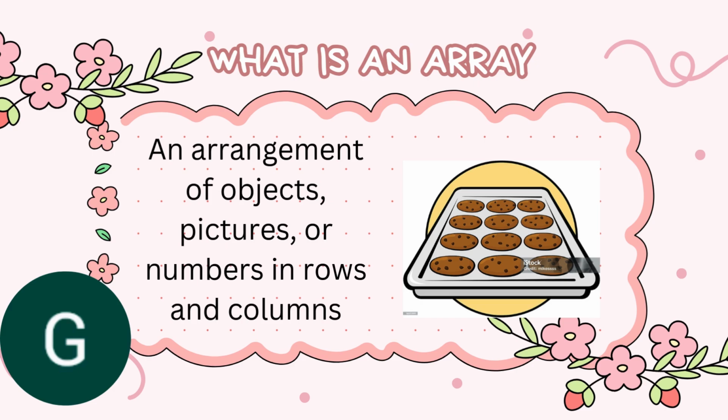So what is an array? An array is the arrangement of objects, pictures, or numbers in rows and columns. So look back at the image of the cookies in the cookie sheet. They are an array because they are in rows and columns. This is what makes this an array.